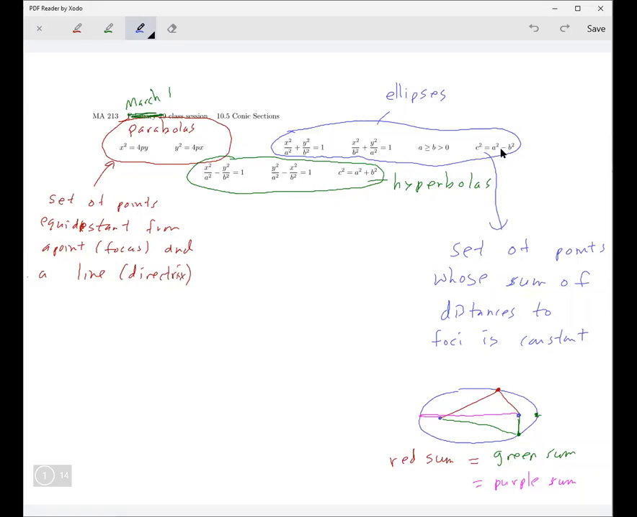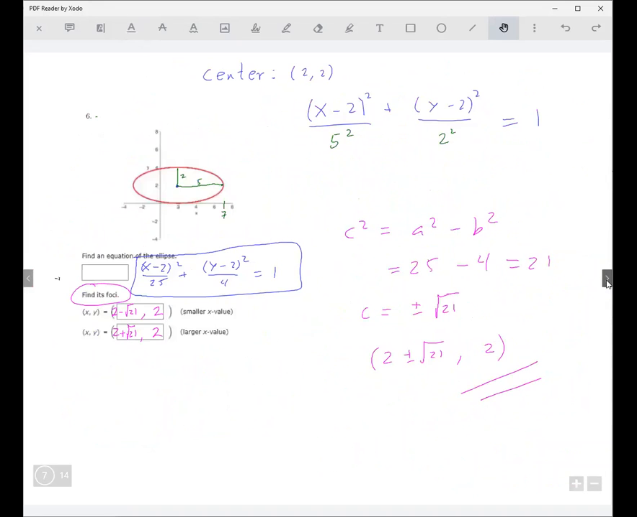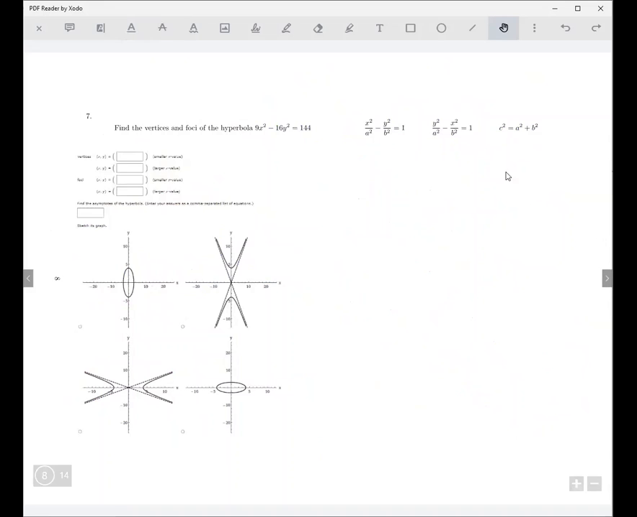So here, another thing is that for the ellipse, c squared is always going to be positive, or 0, because a squared is greater than or equal to b squared. And they're both positive. Okay, so let's go back to the exercise that we're working on. And I put the equations for the hyperbola right there. So find the vertices and foci of this hyperbola right here.